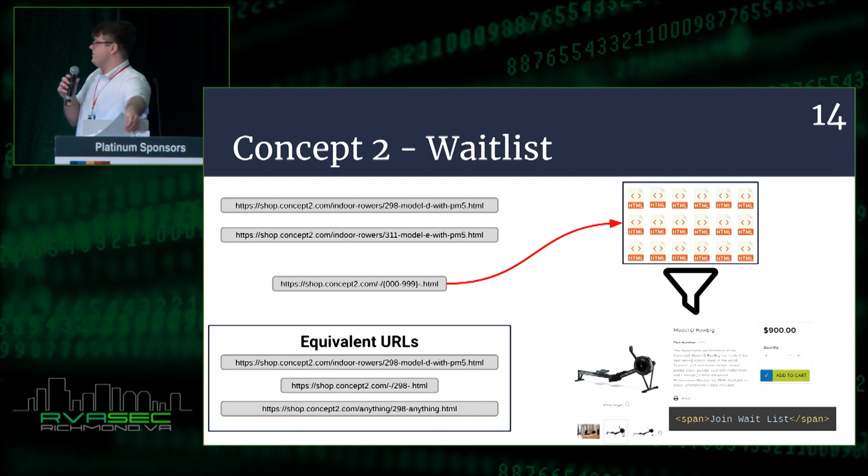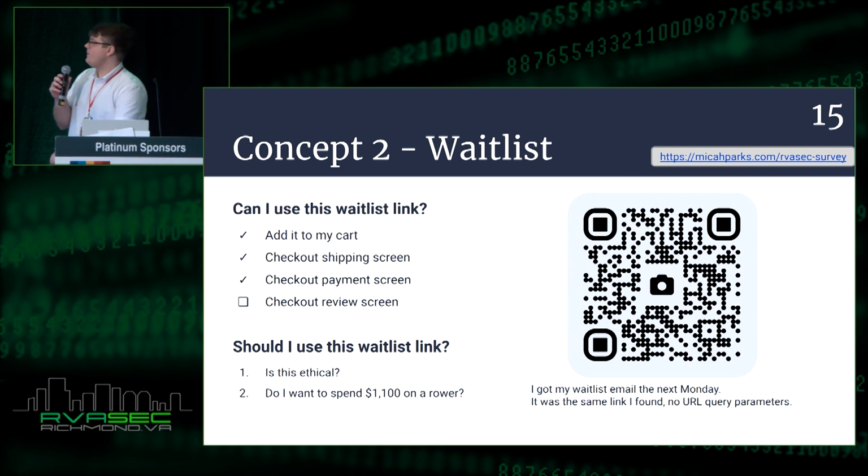So now I have this page, and I want to see if it works. I'm able to add it to my cart. I'm able to get to the checkout screen, put in my shipping information, able to get to the checkout payment screen, and I'm sitting on the checkout review screen, and I'm thinking to myself, should I actually use this link? And the first question I have to myself is, is this ethical? And do I actually want to spend $1,100 on a rower? Because after taxes and shipping, I was like, oh God, $200 more.